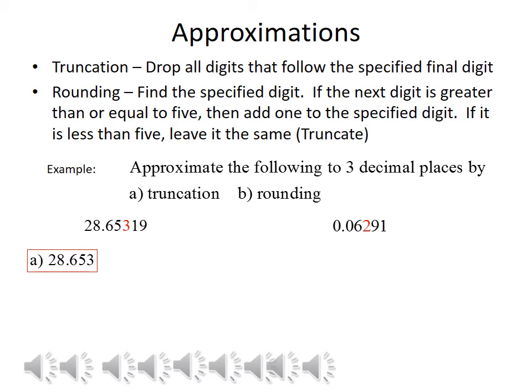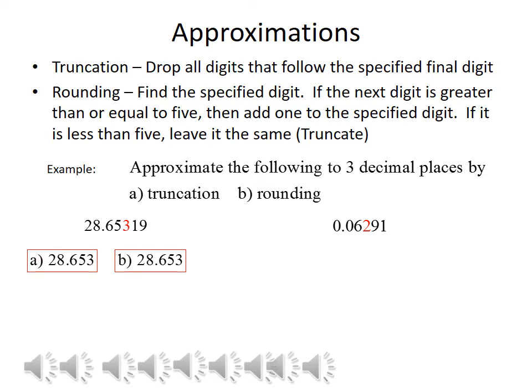So first we'll truncate 28.65319 to 3 decimal places. If we count over 3 decimal places, that'll put us at the 3 that's highlighted in red. And remember, for truncation, you just drop everything beyond that. So the 1 and the 9 are just going to go away. So the truncated approximation would be 28.653. Next, we'll round 28.65319.